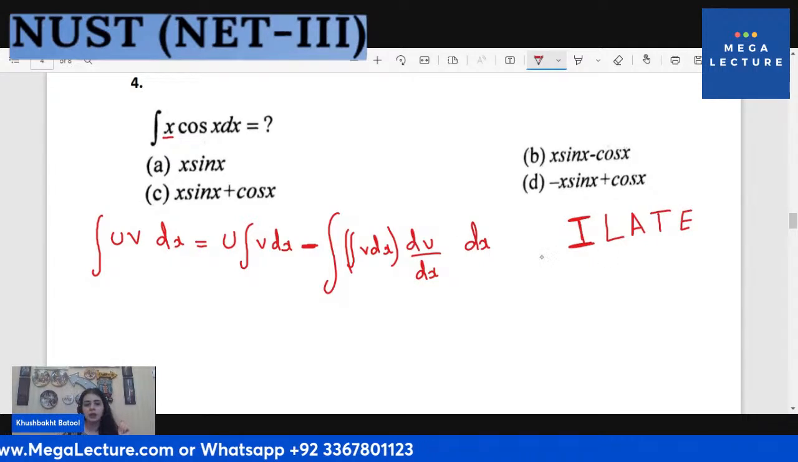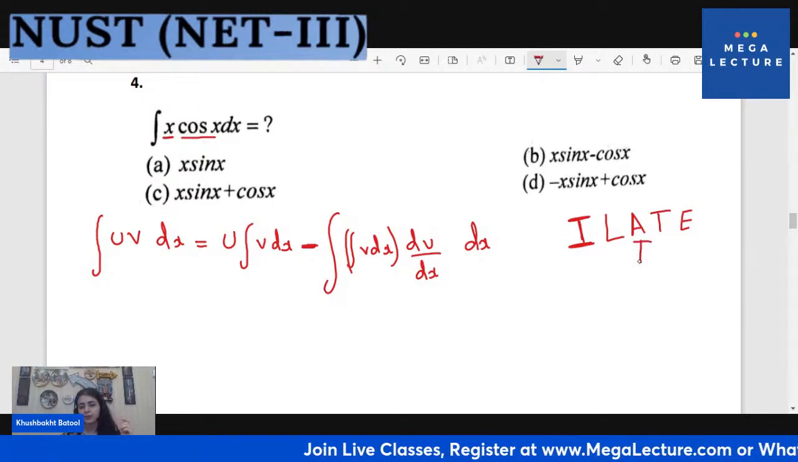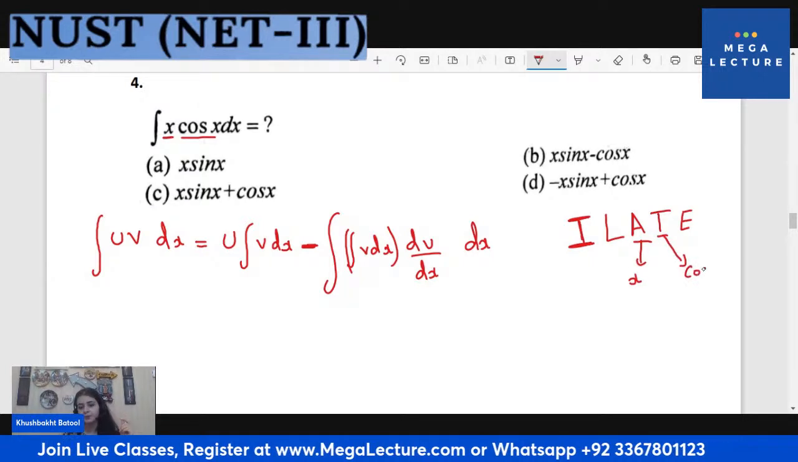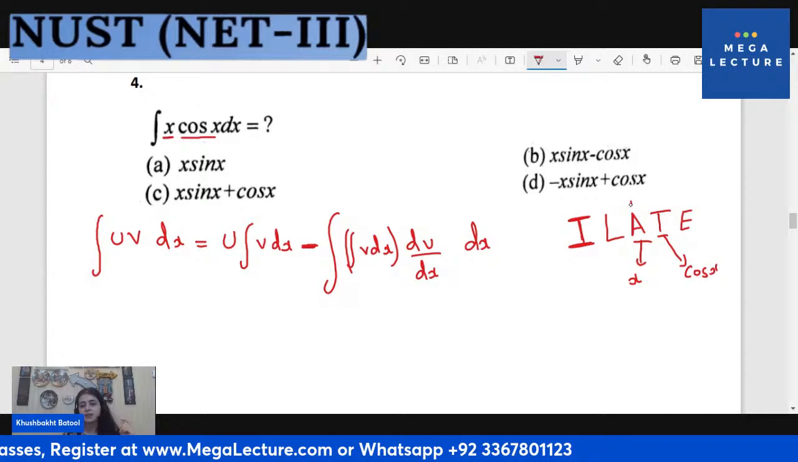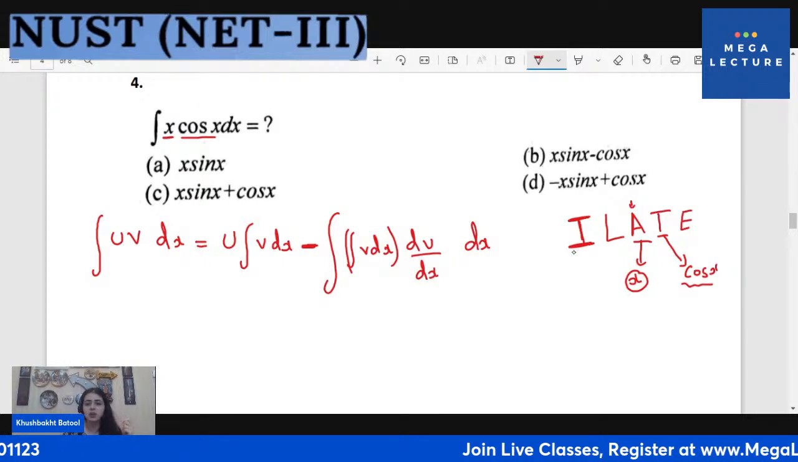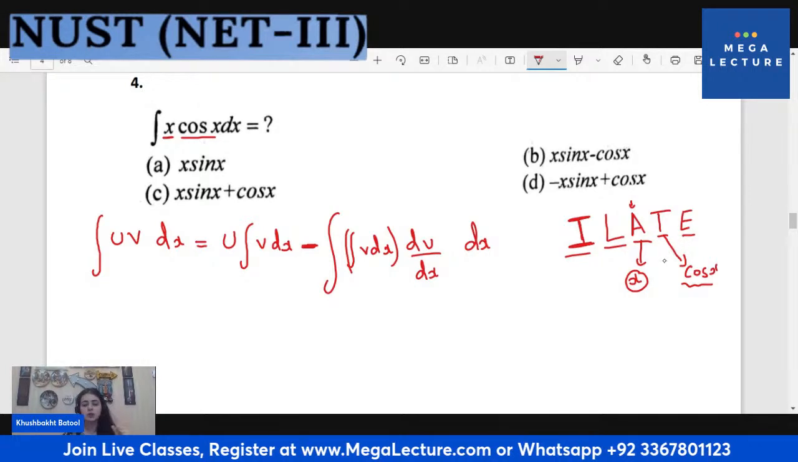Okay, now in my case I have x and I have cos x. x is algebra, cos x is trigonometry. This is for algebra, this is for trigonometry. Since A is coming first, it means that x would be considered as the first function, cos would be considered as the second function. This I is for inverse, L is for log, A is for algebra, T is for trigonometry, and E is for exponential, right?